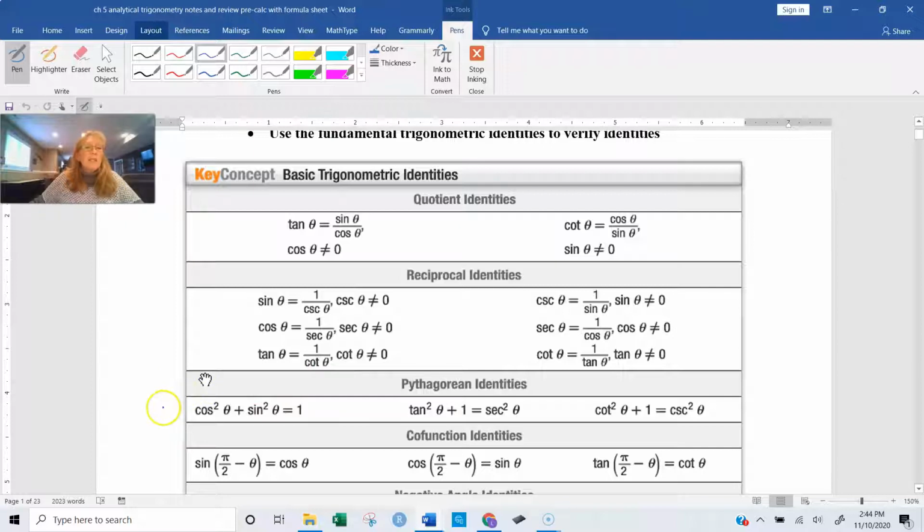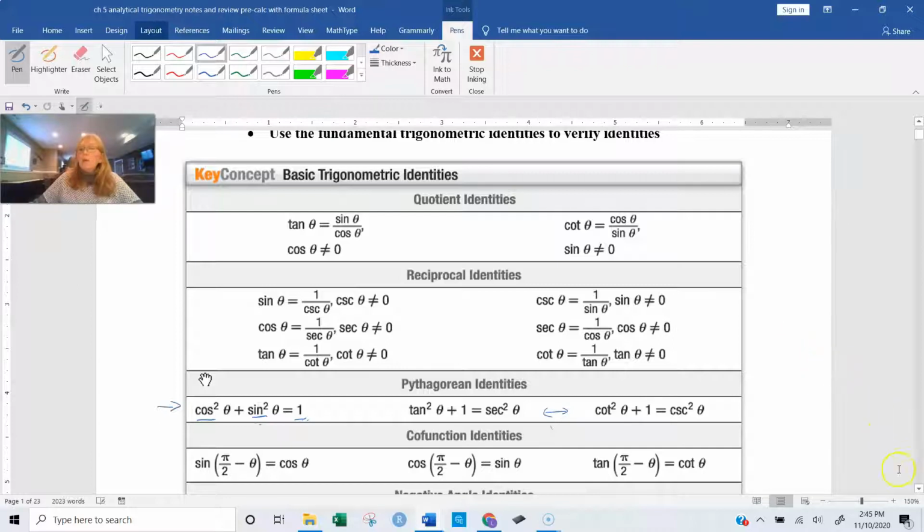Pythagorean identities, these we are going to use a lot. So cosine squared plus sine squared equals 1 is the one that you need to know. All of these come from this Pythagorean identity. So if I divide everybody by the cosine squared, this would become 1, this would become tangent squared, and this would become secant squared. If I divide everybody by the sine squared, this becomes cotangent squared, this becomes 1, and this becomes cosecant squared. That's where these two are derived from.